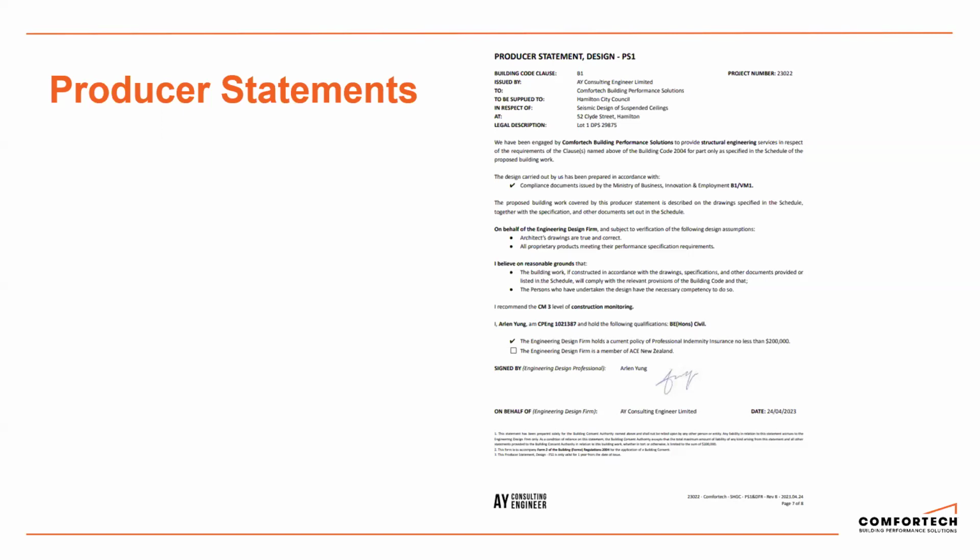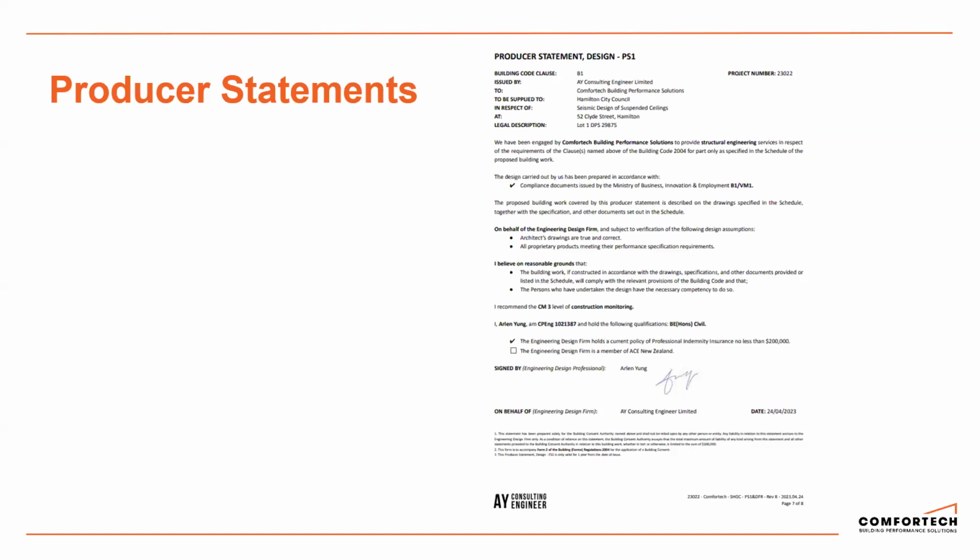Your PS3 is your acknowledgement by your installer that the installation is as per the PS1 or as per the building code. This comes after on-site installation is complete. Your PS4 is where an independent engineer does an inspection and signs it off. So basically they come in and they check to make sure that the installation is correct as per the PS1.